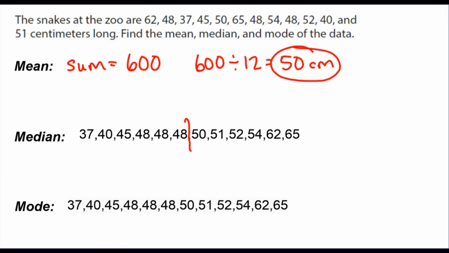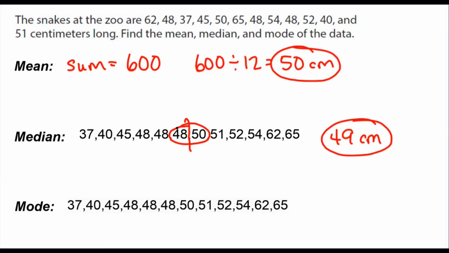And again, we don't have a number that is directly in the middle. So what I'm going to have to do is average those two numbers there, or find the midpoint between them. And I don't really need to average these because I know 49 is exactly halfway between 48 and 50. So our median is 49 centimeters.